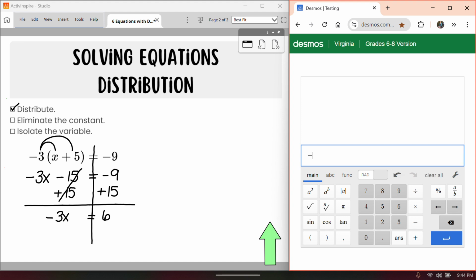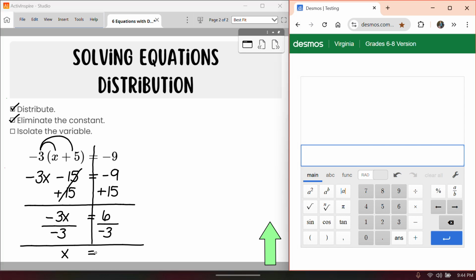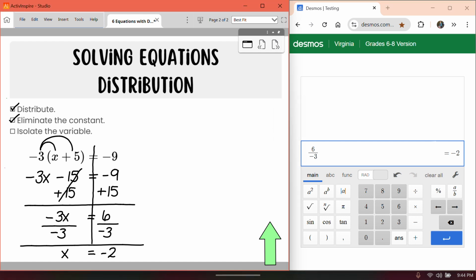Although I should have used Desmos, so let me type that in real quick. Gives me 6. I've eliminated the constant. Now I'm going to isolate the variable. So the number that's being multiplied by the variable right now is -3. So I'm going to divide both sides by -3. And that's going to give me x equals, wait, let me be a good student, -2. And I have isolated my variable.